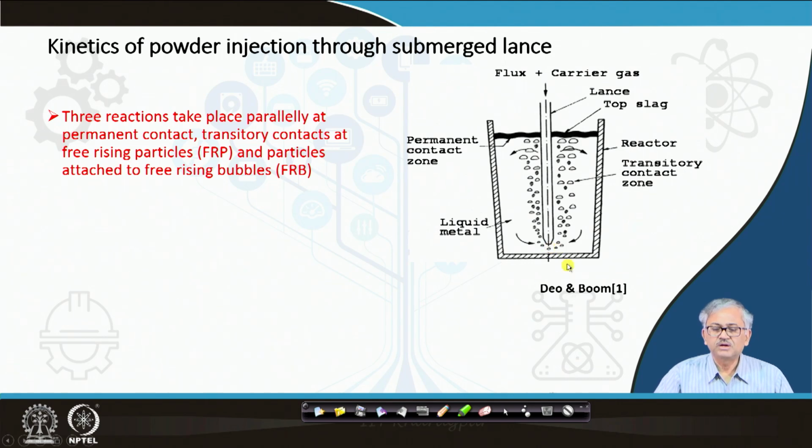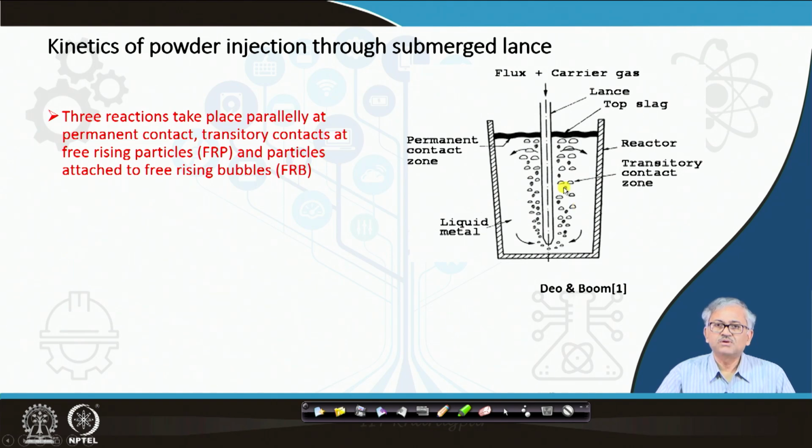And some of the powder may be attached to the bubble. Some particles may be inside the bubble; that is called the particle attached with the bubble. So, some particles may attach with the bubbles and move with the bubble, and during their ascent they will react with the liquid metal. Or there may be some free rising liquid powder particles; that is the black dot you can find, this is the free rising particle. Some of the bubbles and particles may be attached, and they may also react. So, there are the two contacts.